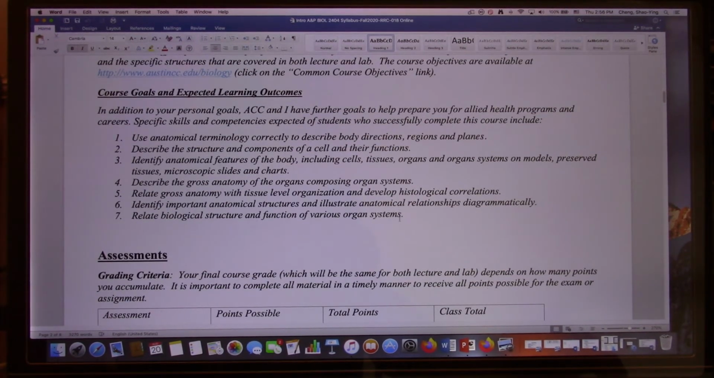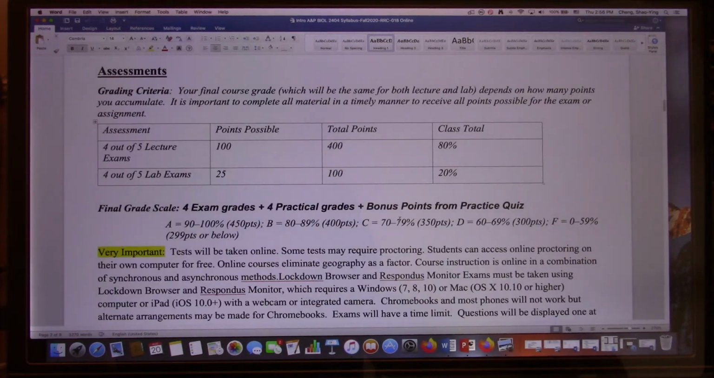Coming to the course objectives, I'll leave it to you. Let's look at the assessment. We have 5 units in this class, and each unit has 1 lecture exam and 1 lab exam. The lab exam is called a lab practical because you fill in the blank. The lecture exam is 100 points, the lab is 25 points, and every unit you have 125 points. I only count 4 out of 5, the same for the lecture and the same for the lab.